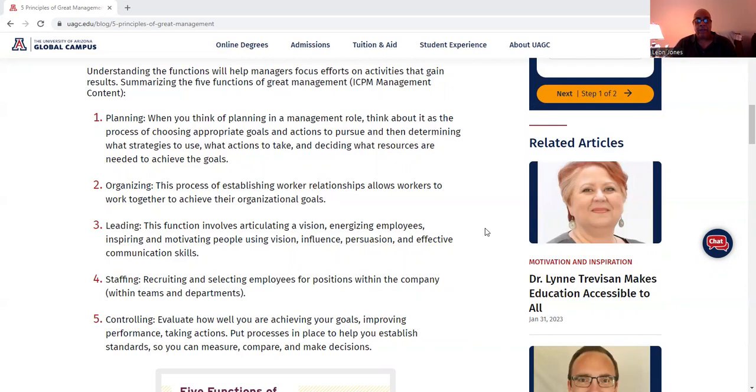You have leading. The function involves articulating a vision, energizing employees, inspiring and motivating people using vision, influence, persuasion, and effective communication skills. Then you have staffing, recruiting, and selecting employees for positions within the company with teams and departments. Then you have controlling, evaluate how well you are achieving your goals, improving performance, taking actions. You put processes in place to help you establish standards so you can measure and compare and make decisions.